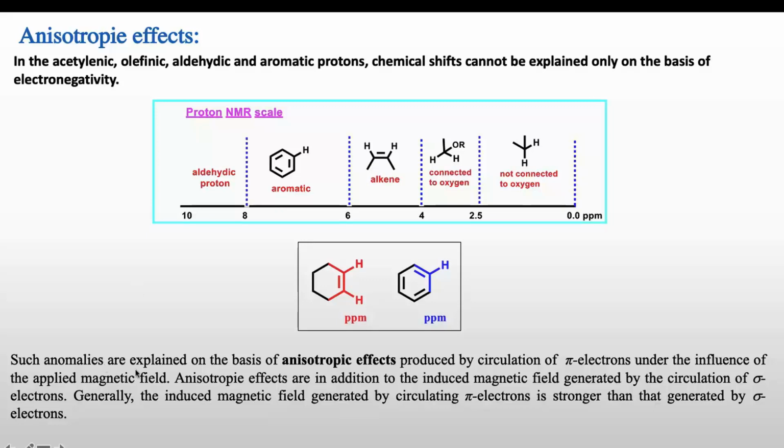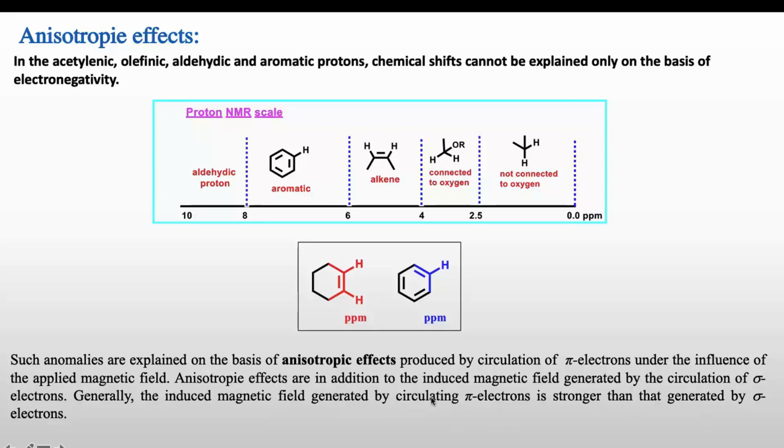Such anomalies are explained on the basis of the anisotropic effect produced by circulation of pi electrons, because these groups have pi electrons in addition to sigma electrons. Pi electrons also generate their own magnetic field, and the magnetic field generated by pi electrons will be higher than the magnetic field generated by sigma electrons. So anisotropic effects are in addition to the induced magnetic field generated by the circulation of sigma electrons, and the induced magnetic field generated by circulating pi electrons is stronger than that generated by sigma electrons.